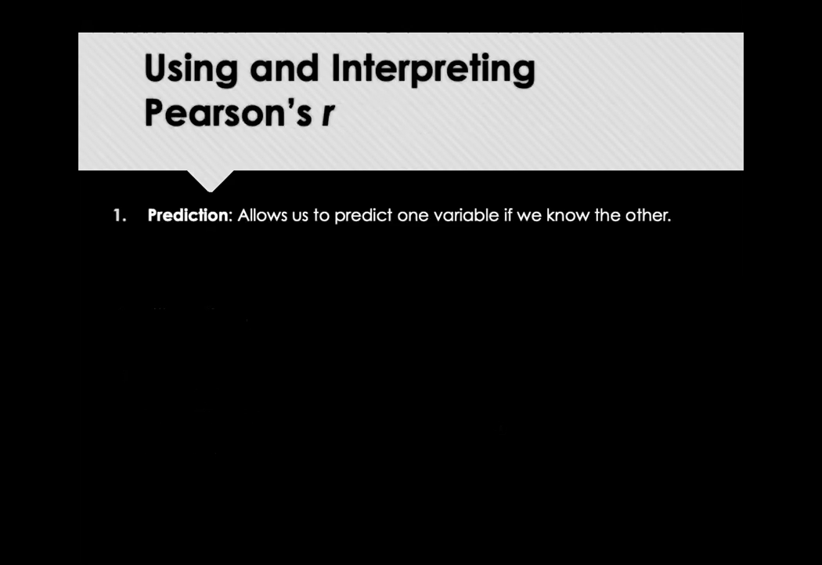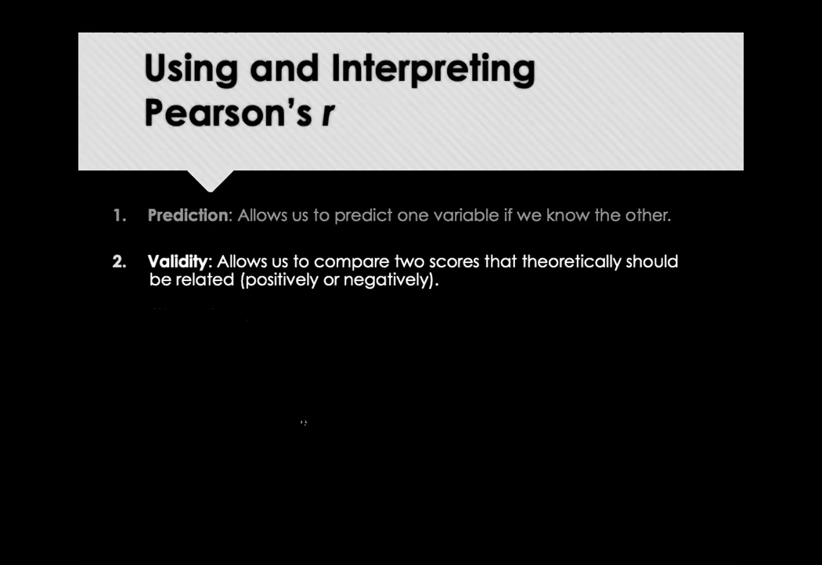Okay, using and interpreting Pearson's R, as we will see with the next lecture, which is the second half of chapter 14. Pearson's R does allow us to predict one variable if you know the other. Again, that does not mean that they cause each other, but if we have a very strong relationship, then the value of one variable can help us predict the value of the other variable. This is called regression, and we'll talk about that in the next lecture.